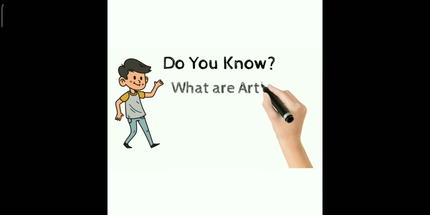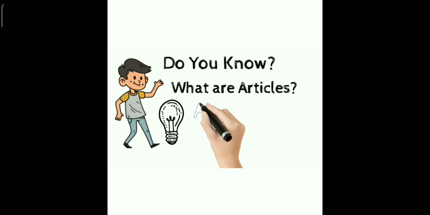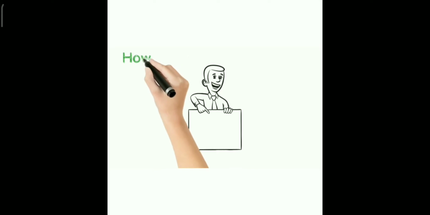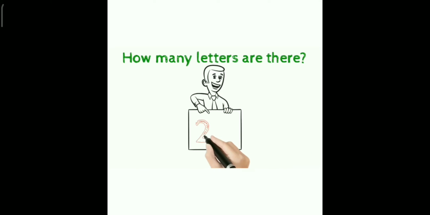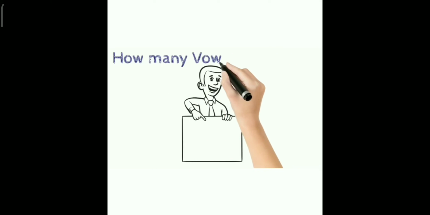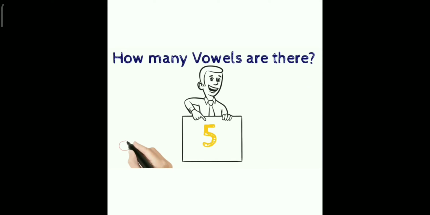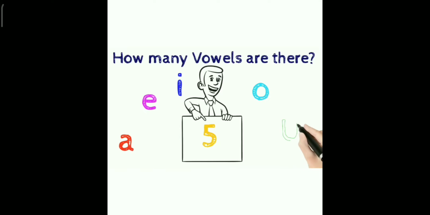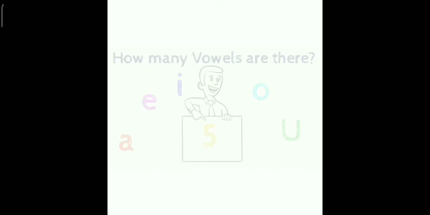Do you know what are articles? Yes, you are correct. A, an, and the are the articles. Now tell me, students, how many letters are there in the English language? Right, 26. And how many vowels are there in the English language? Right, 5. Now tell me their names. A, E, I, O, U.